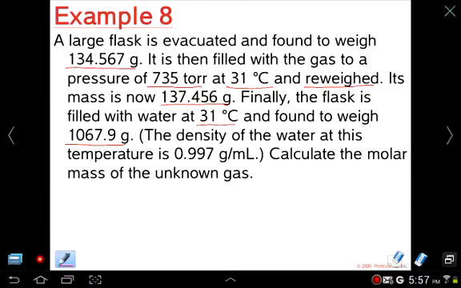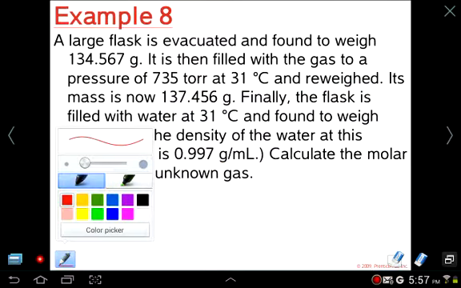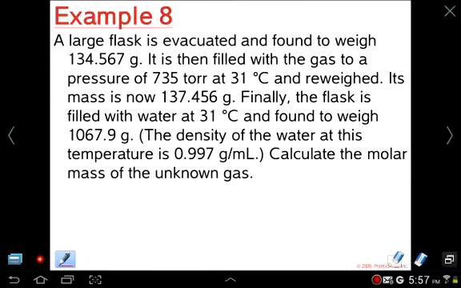And then the density of water at this temperature is very close to 1, a little lower, and then calculate the molar mass of the unknown gas. Now, it looks like it gives us a lot of information that we may not see the need for right away. Recall our equation: we've rearranged the density equation, so essentially we're using molar mass equals density times RT divided by P.